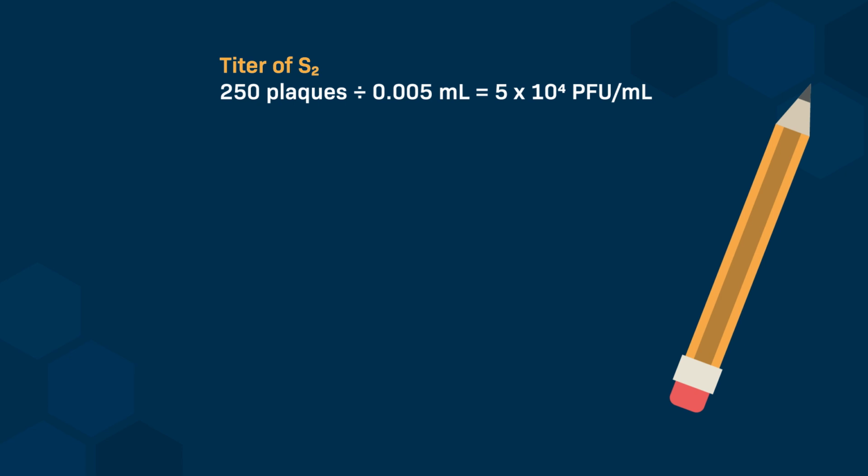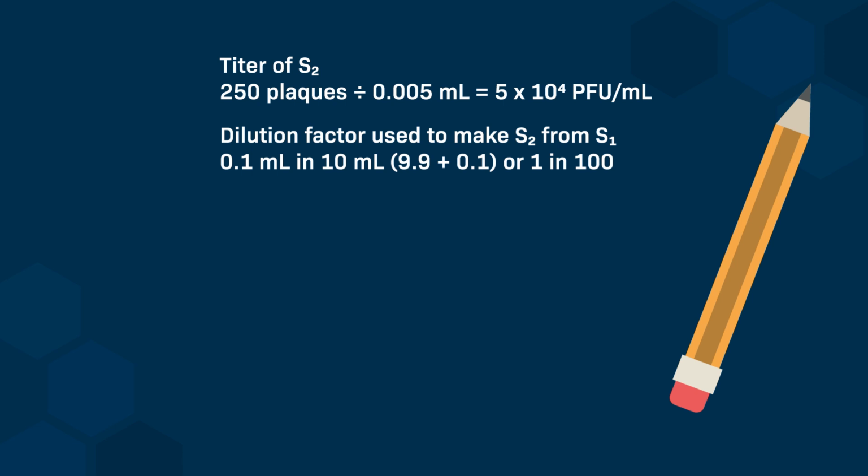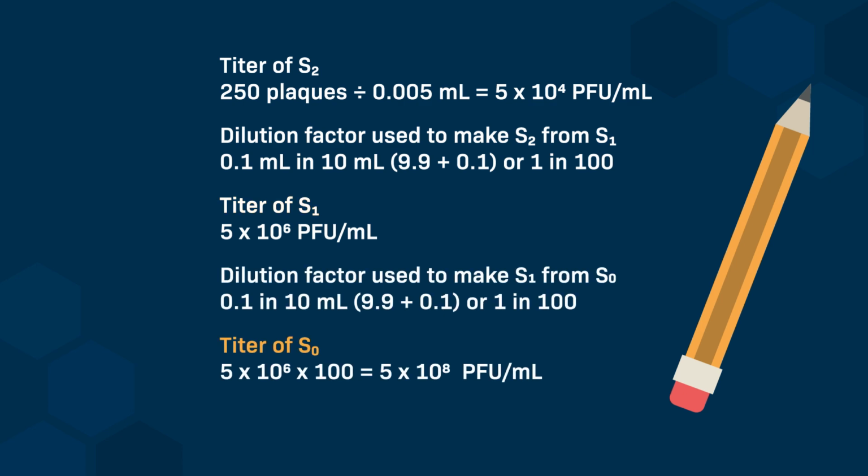We know that we can calculate the dilution factor to make S2 from S1 as well. Once again, it's 0.1 milliliters in 10 milliliters, so it's 1 in 100. This means that the titer of S2 will be 100 times less than the titer of S1. The titer of S1 is 5 times 10 to the power of 6. Given the 1 to 10,000 dilution, the titer of the stock solution S0 was calculated to be 5 times 10 to the 8 plaques per milliliter, accurately reflecting the initial concentration.